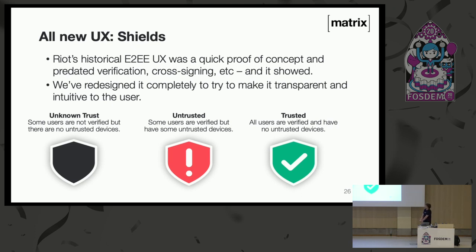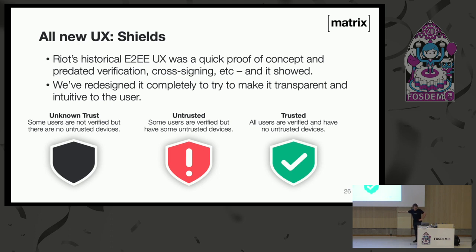On the UX side, we've made a fundamental change. We've shifted to using shields to try to describe trust. And we basically have three different classes here. We've got unknown trust, which is a black shield. It means it's encrypted, but you have no reason to particularly trust or distrust any devices. Then separately, you've got the red shield, untrusted, which means that you went and explicitly verified somebody in that room, but they've now gone and added in a device which is not trusted. So they're probably being owned.